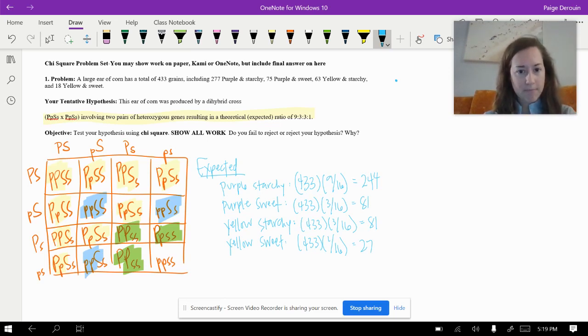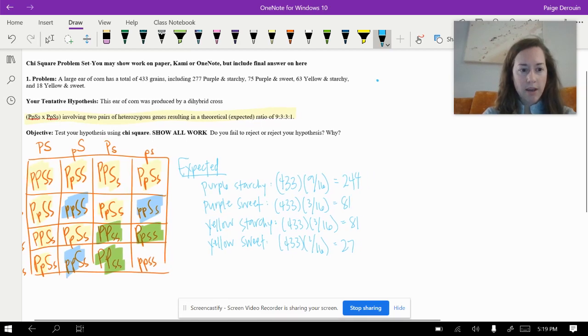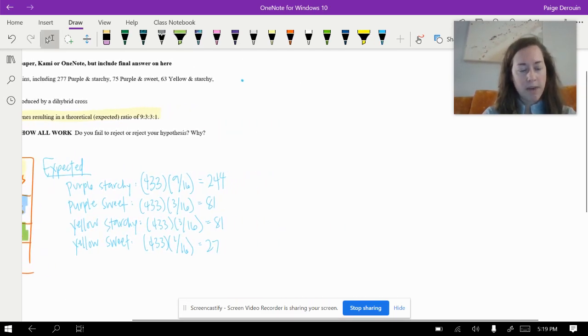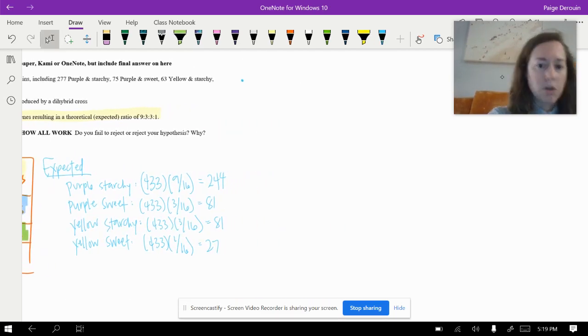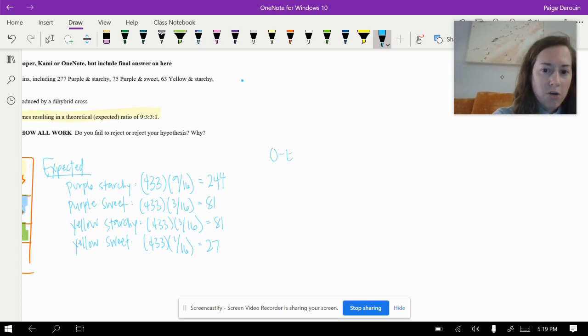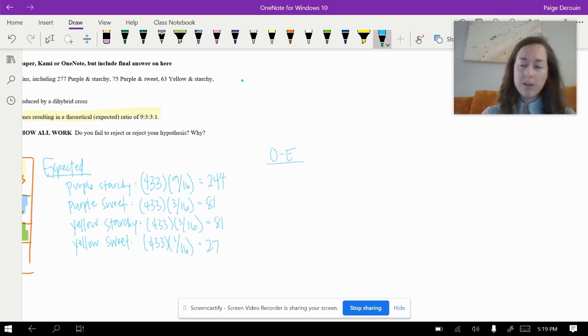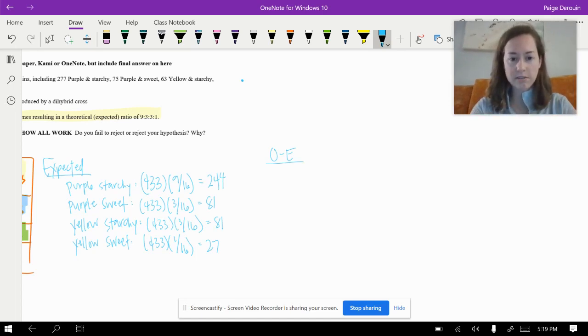All right, so now it's time to actually do our chi-square. What we're going to start with is our observed minus expected. So I'm going to make a little column here that's O minus E. When you do this on your test, you do not have to show all of these different breakdown steps, but I'm showing it so I can show you how I get to the answer.